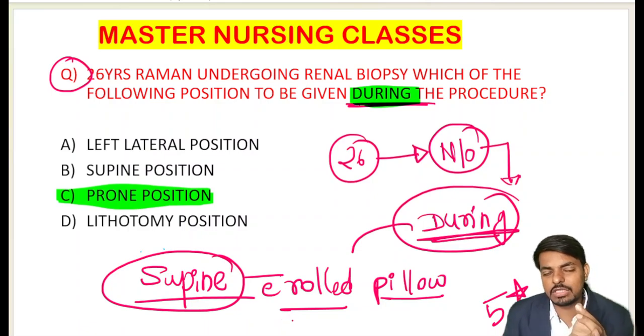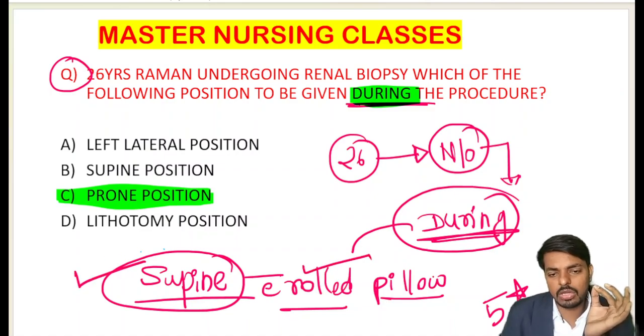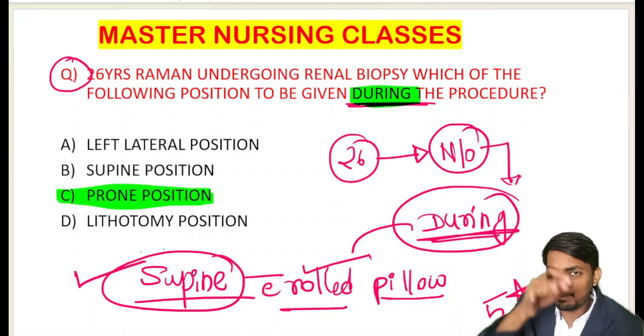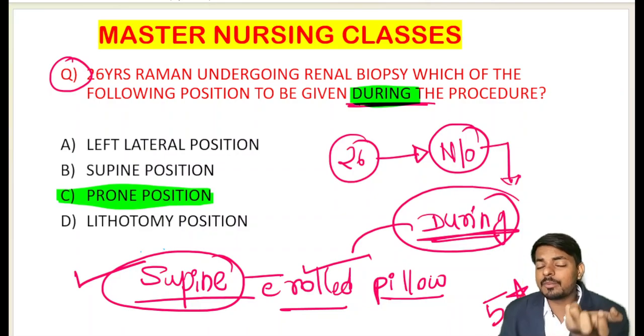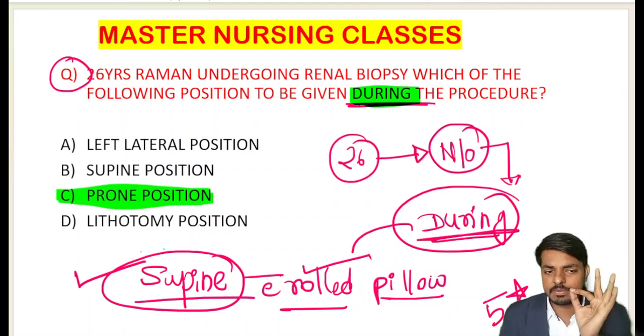Why do we need this? The purpose of giving the supine position with the rolled cloth or pillow under the incision site is to maintain compression and pressure over the site of incision in order to prevent bleeding. Hope the concept is clear.